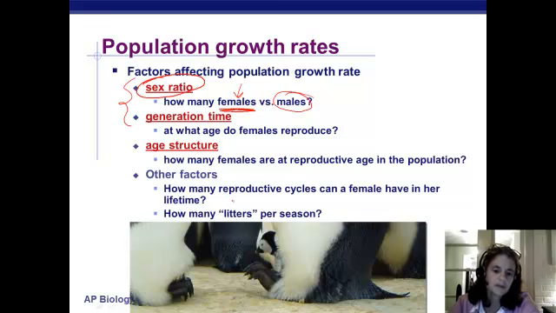Also, things you'd want to look at in determining what's affecting your population size. How many reproductive cycles can a female have? How many litters? If you're a rat, you can probably have several litters in a season, whereas if you're an elephant, you're only going to have one baby every couple of years, so that's going to really impact population size.